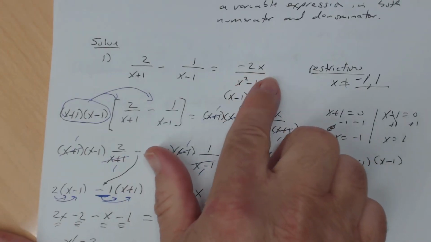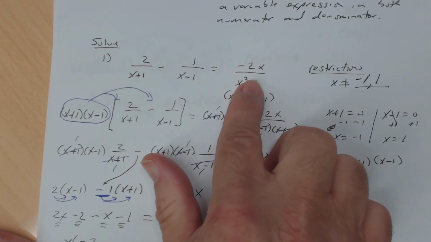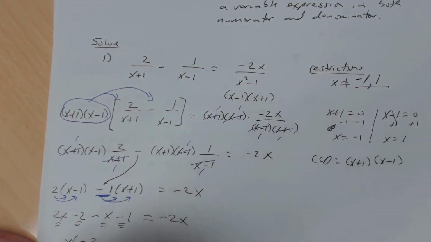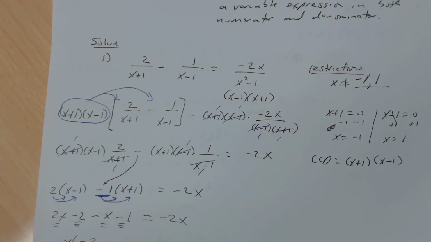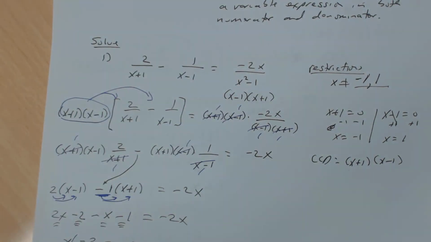And so all I wanted to do was to do a couple examples where you had variables in both the numerator and the denominator of one of your rational expressions. All right, so that's going to take care of this lesson where you're solving rational equations with variables in the denominator.